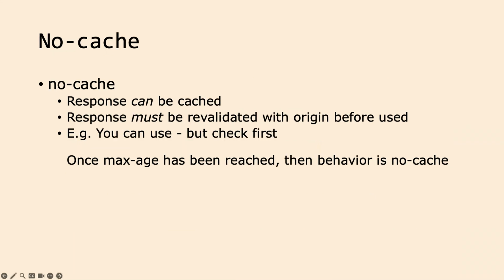So what no cache means, and these are all horribly named, is that the response can be cached, however, you must revalidate with origin before you use it. So you can use it, but check first. Once that max age has been reached, the behavior switches to no cache. There's also no store, which does what you would think no cache does. No store is like don't store a copy, period. So naming things is hard. Naming things is hard.